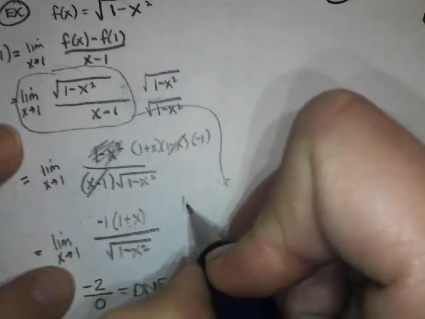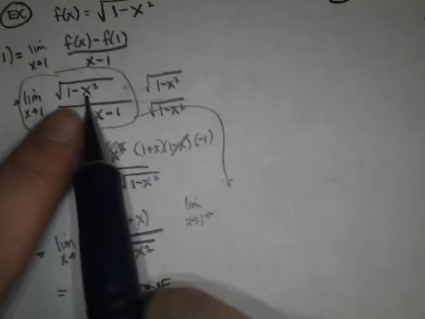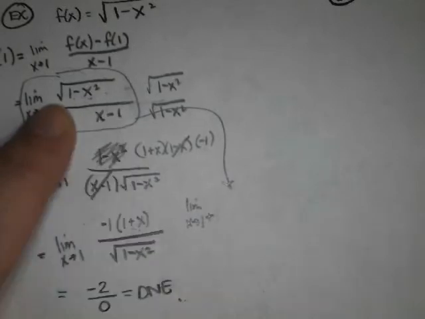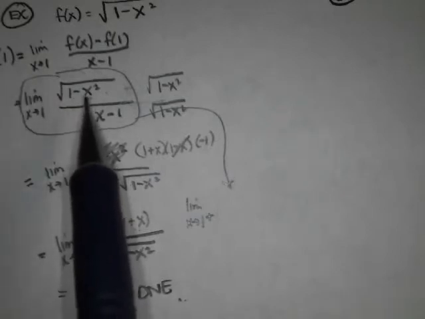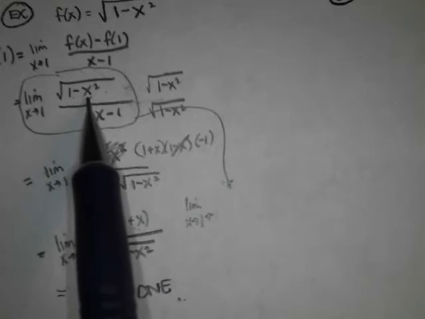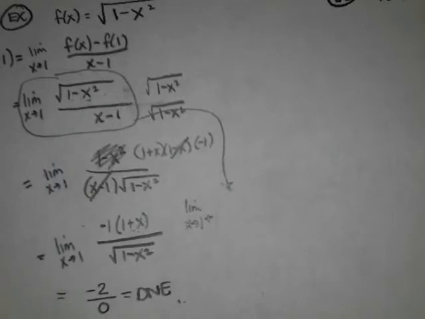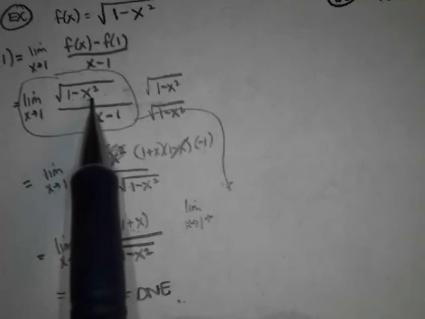Okay? So if I go back to this and look at my limit as I approach 1 from the right, if I plug in something slightly greater than 1, like 1.1, what's going to happen with 1 minus that squared? When I square 1.1, it's going to be slightly bigger than 1. 1.1 times 1.1 is slightly bigger than 1.